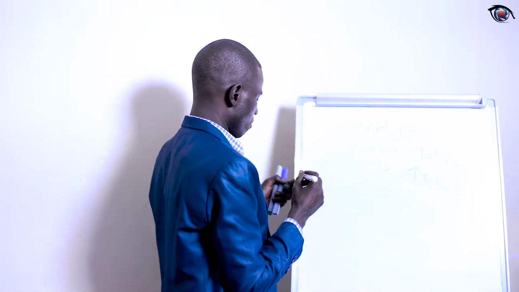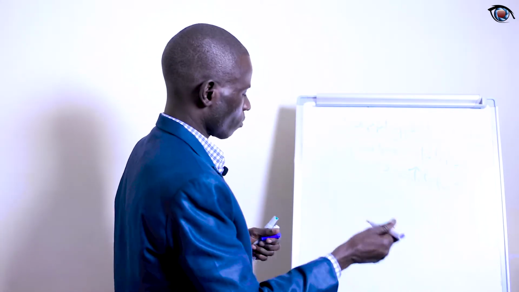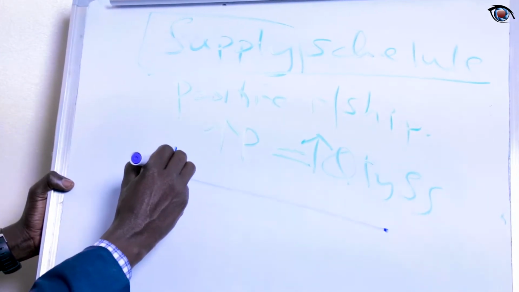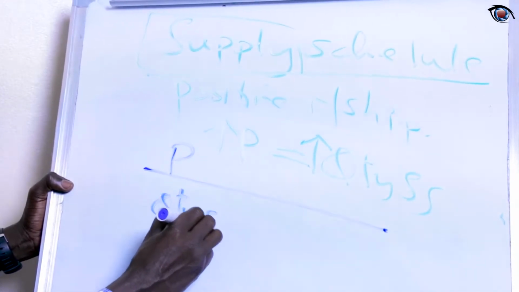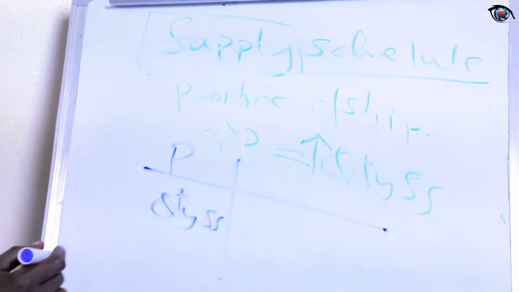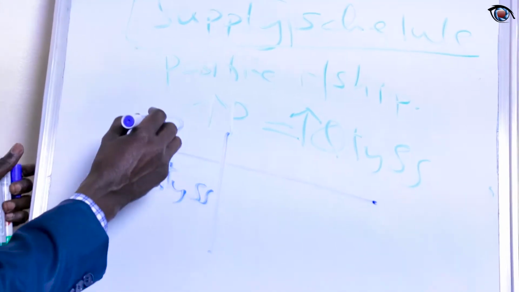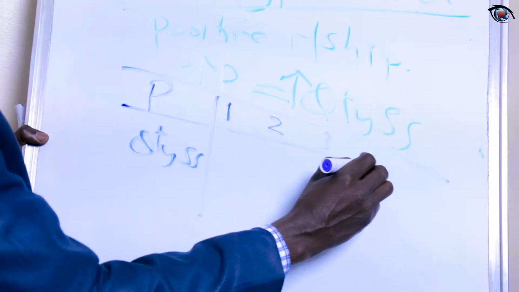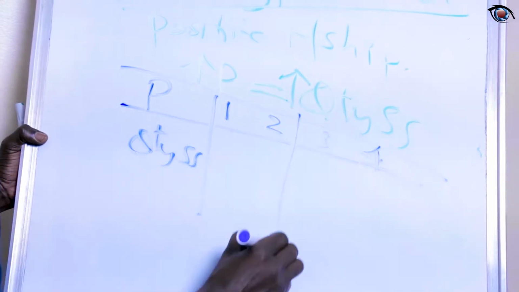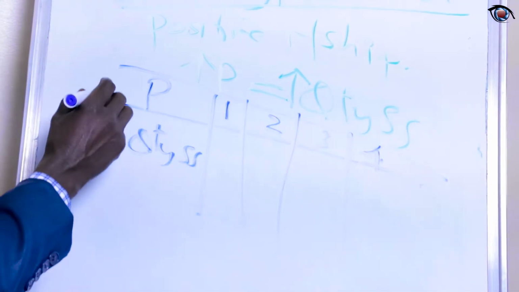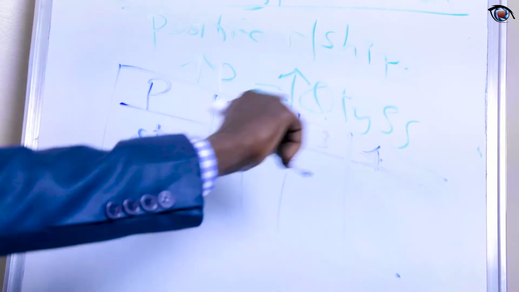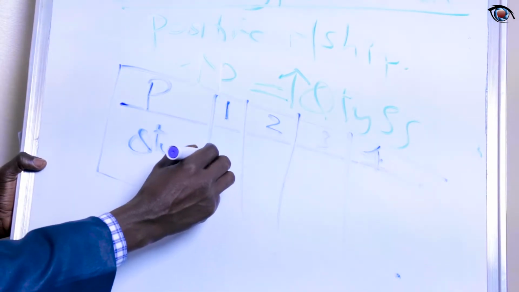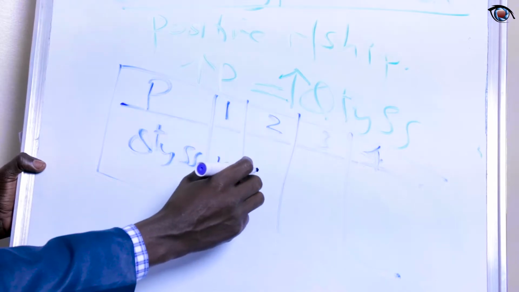So we can have a simple table here that is showing the relation between the price and the quantity supplied. So for example, I'm going to use normal numbers in this case. Let's say when the price is 1, price is 2, price is 3. Let's stop at 4. We expect that the quantity supplied will be increasing as the price increases. So let's say when the price is 1, quantity supplied 10. When the price is 2, quantity supplied 20.